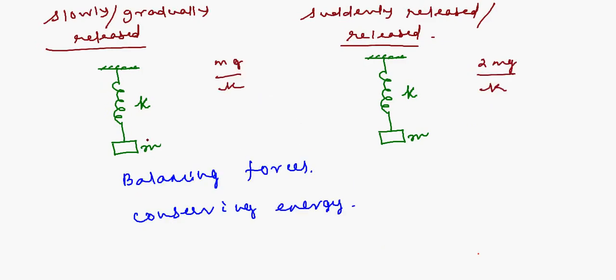So, when the block is released slowly, the answer is mg by k, and when it is released suddenly, the answer is 2mg by k. This case can be solved using balancing of forces, whereas this case can't be solved using balancing of forces. This case can't be solved using energy concepts, whereas this case can be solved using energy concepts.